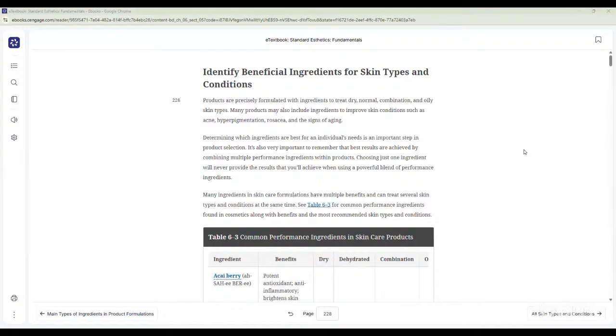This afternoon's lesson is going to be a continuation of chapter 6, and we are picking up on page 228 in our ebook. This session is not going to be that long, but it's a great intro to learning about skin types and conditions, and also ingredients that are effective against our everyday issues that our clients may come in contact with. So let's start here. I will be highlighting today in yellow. All of the cool stuff that we need to remember will be highlighted in yellow.